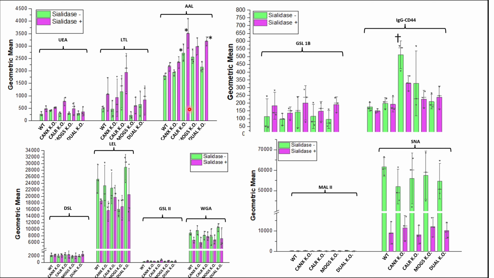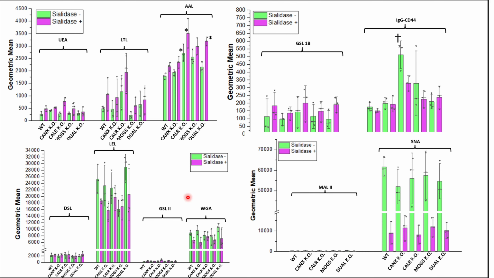And for this AAL, the calreticulin knockout is significant in both sialidase and non-sialidase treatment, and this dual knockout is also significant. And one important thing that we found out is that in calreticulin knockout, sorry, the slides are not properly arranged. Calreticulin knockout has more CD44 compared to the wild type. This shows that calreticulin knockout might have some resemblance with cancer cells, as CD44 is the marker for cancer cells.